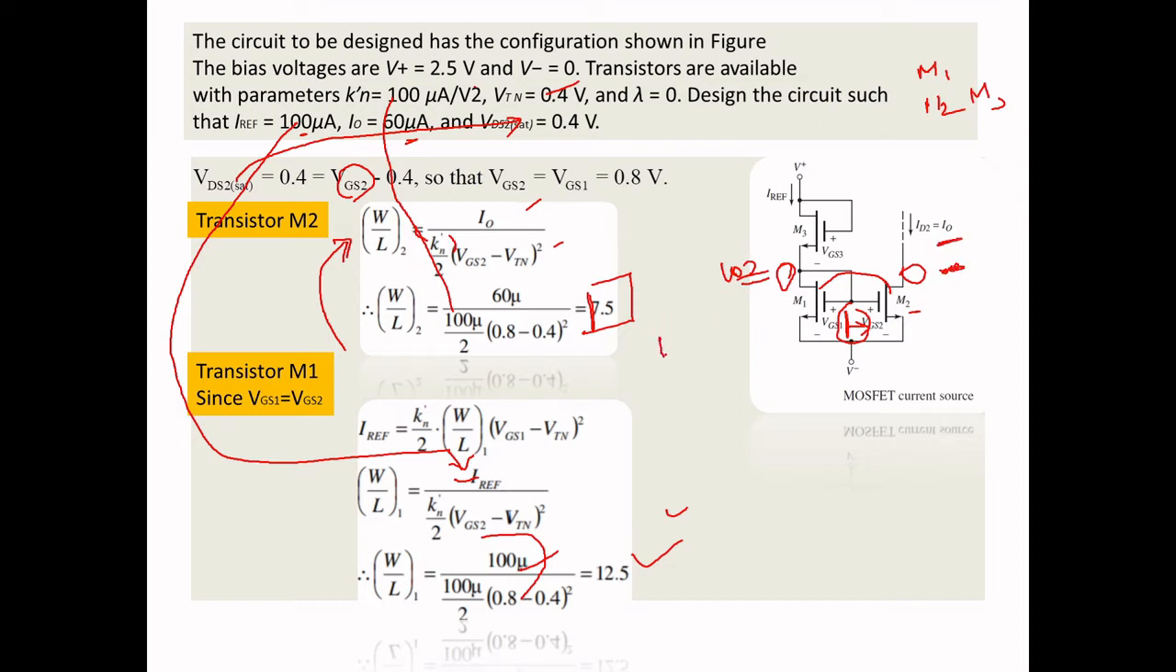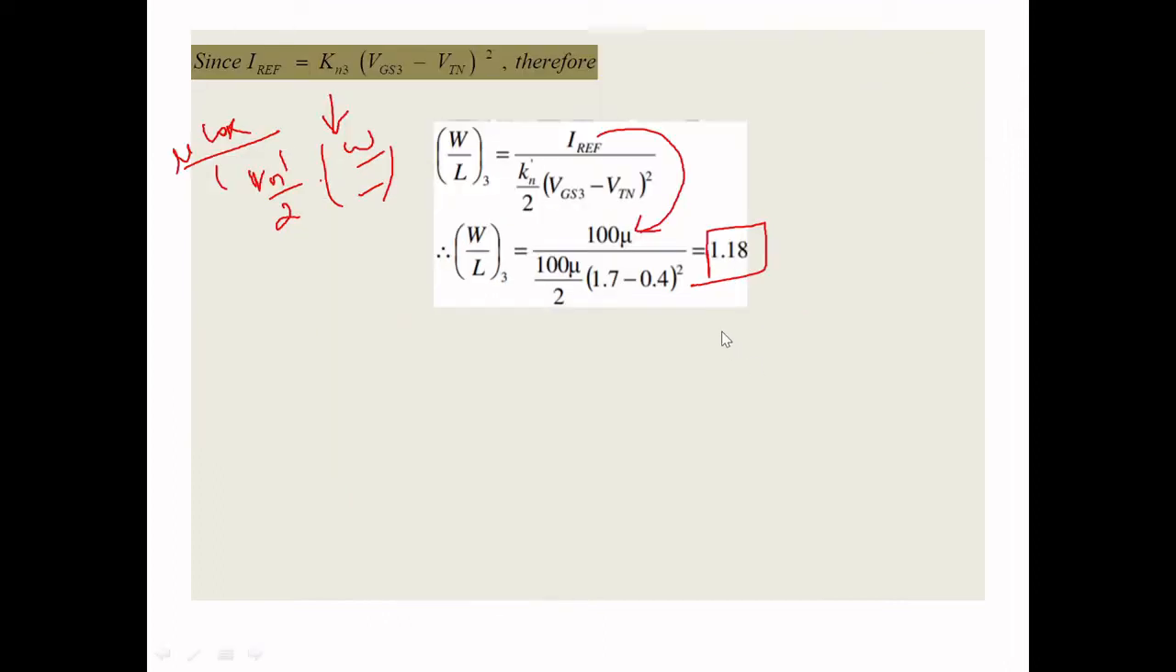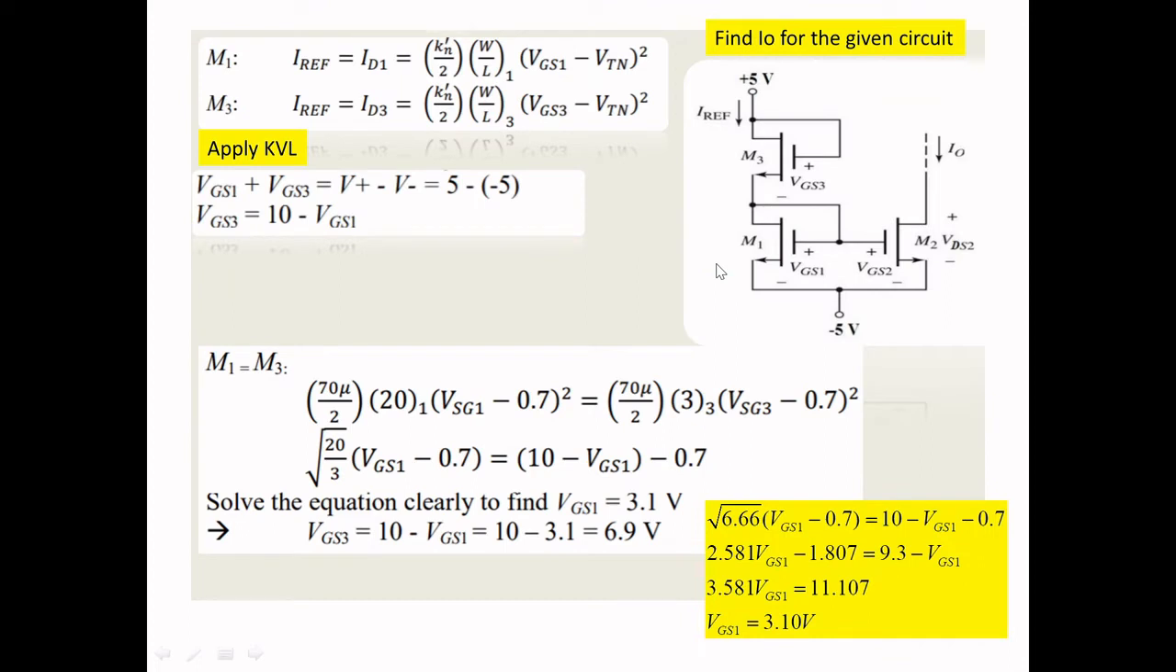So the conclusion for the given problem is that IREF is 100 microamps and I naught is 60 microamps. For this design, W by L1 will be 12.5, W by L2 will be 7.5, and W by L3 will be 1.13. I hope you understood. So we'll go for the next problem.